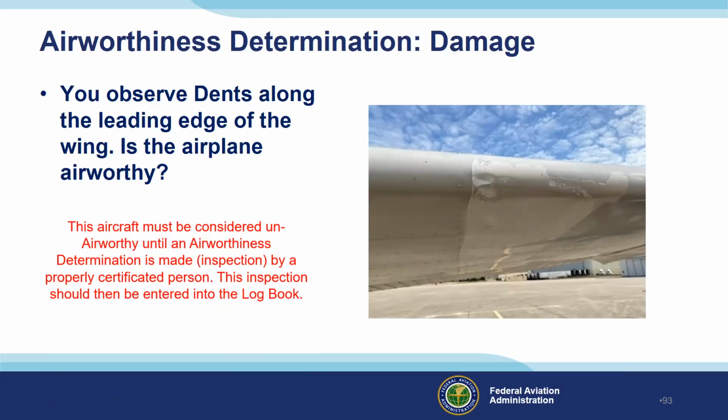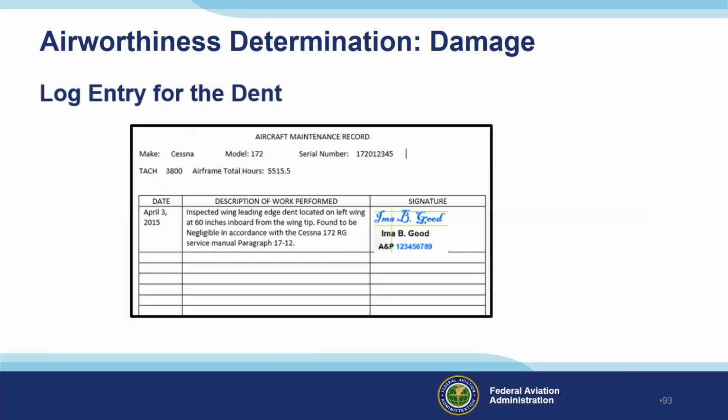And this inspection should then be entered into the logbook so that others will know that it's been inspected, it's been found to be airworthy. This might be an example of the entry. Inspected the leading edge dent located on the left wing. Just tells where the dent was. Found to be negligible in accordance with the Cessna Service Manual, and there's the paragraph.